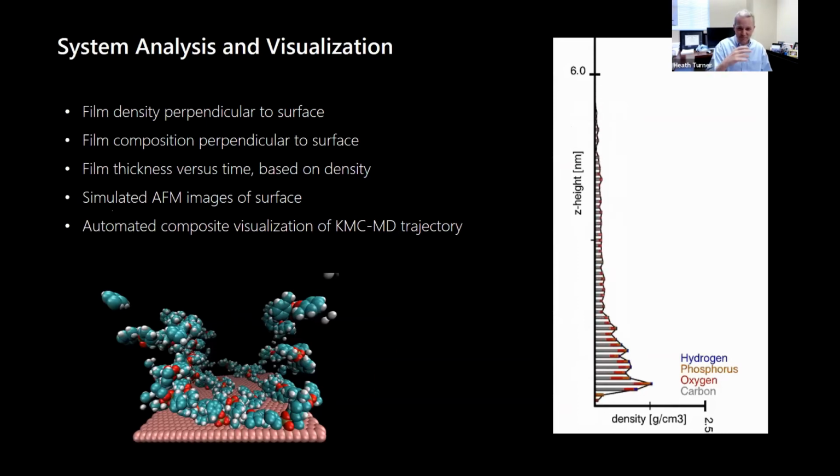And the nice part is, again, this is an example of the type of information that we can get. So this is an animated view of the composition of these films. So the very bottom in this graph is really just the bottom iron surface. And as you go up, that's the film as it's growing. And what you can do is you can monitor the elemental composition of that film. So carbon, oxygen, phosphorus, hydrogen, you can get a lot of atomistic information about that system.